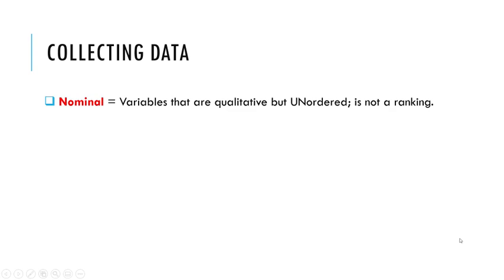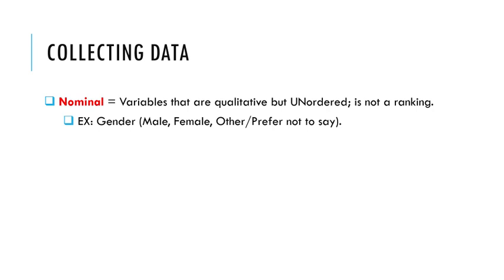So now that we understand ordinal data, let's talk about nominal data. So nominal data are variables that are qualitative but unordered. It's not a ranking. So this is the part that's maybe a little harder to understand. So gender would be an example of a nominal variable. There's no ordering, right? Male versus female. I can't say males are better than females or females are better than males. There's no natural order to males and females, right? But it is indeed qualitative.